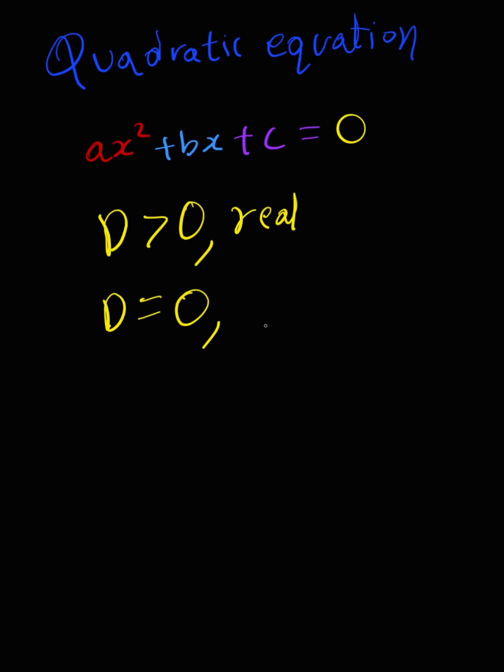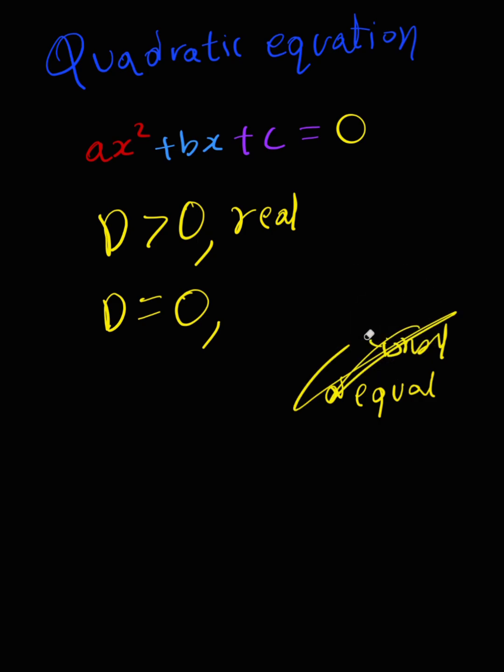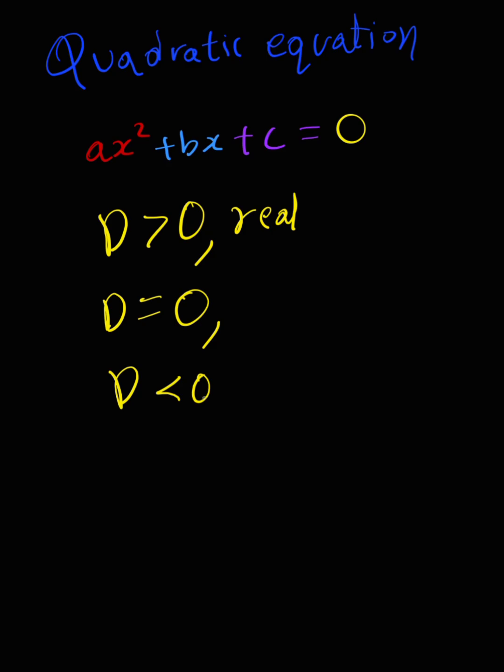If D is equal to 0, your roots will be rational and equal, which means both roots are the same, so you will get only one value for x. And if your discriminant is less than 0, your roots will be imaginary.